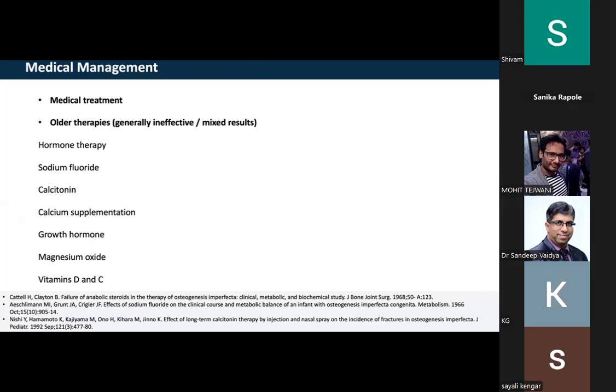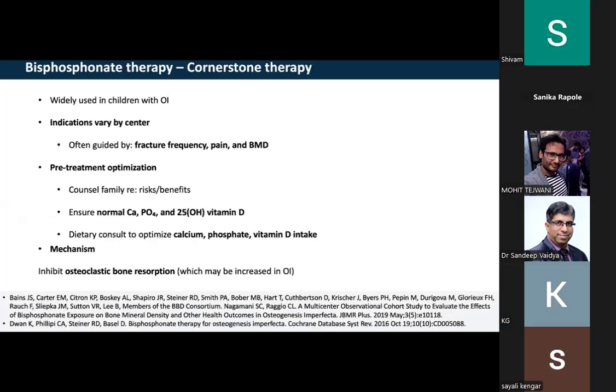They did try hormonal therapy, sodium fluoride, calcitonin, calcium supplementation, growth hormones. These are largely not the mainstays of treatment now, and the modern standard of care is bisphosphonates and newer agents in very special cases. So bisphosphonates are the cornerstone therapy. They reduce the osteoclast-mediated resorption. They help improve the BMD and vertebral morphology as well.